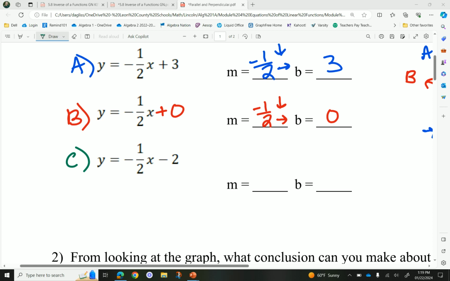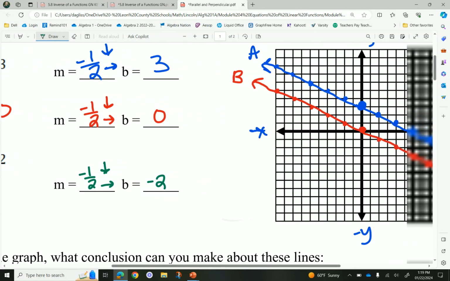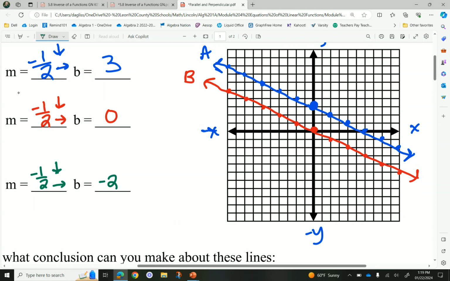What's the number attached to my x? -1/2. Thank you. And what is my y-intercept for this problem? It is -2. So my line C is going to start at a y value of -2, and it's going to go down and over 2, as someone pointed out, just like all the other ones did. Okay?